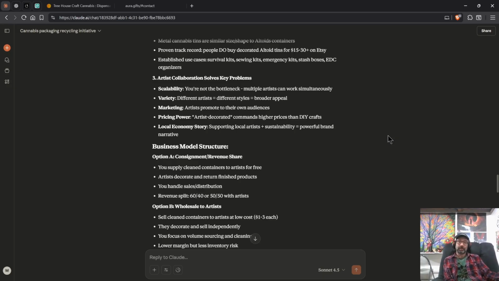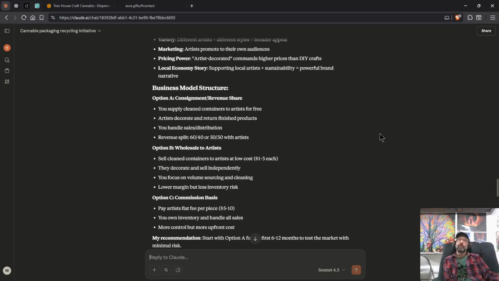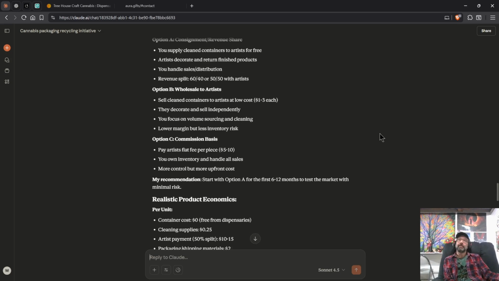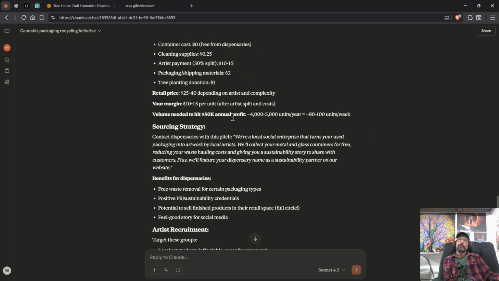Or if we do stickers, they could be blank, and then the artist could do their work on the sticker, and then I add the sticker to the tin. Wholesale to artists, sell clean containers to artists. I don't know where it came up with this, but volume needed to hit 50,000 annual profits would be between 4 to 5,000 units per year. That's 80 to 100 units per week.